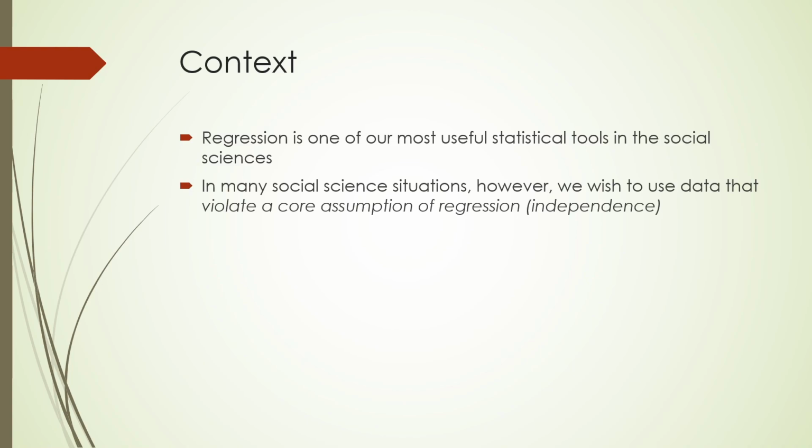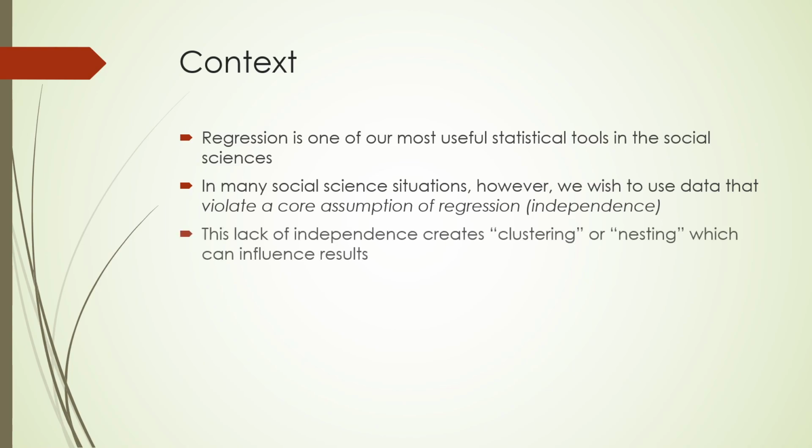But in many social science situations, we're looking at data that violate core assumptions of regression. And one very often violated assumption is the assumption of independence. Now, what does this assumption of independence mean, or the violation of it mean? Well, if we don't have independence, sometimes we get these clusters within our data. That is, maybe a group of individuals who are grouped together in a way that's not accounted for by the model.